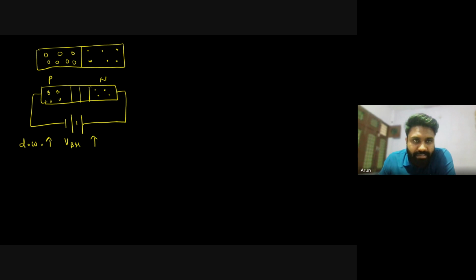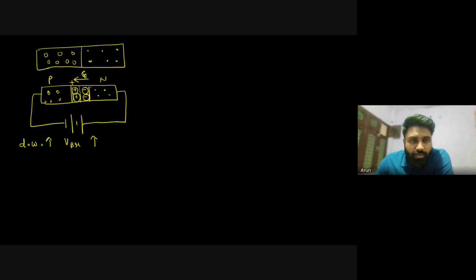But we know that there must be an electric field developed here, because this side acquired the positive charge. This is the positive immobile charge, and these are the negative immobile charges. So the electric field is developed here in the depletion region. This width is somehow increasing in reverse biasing, so there will be a development of this electric field.